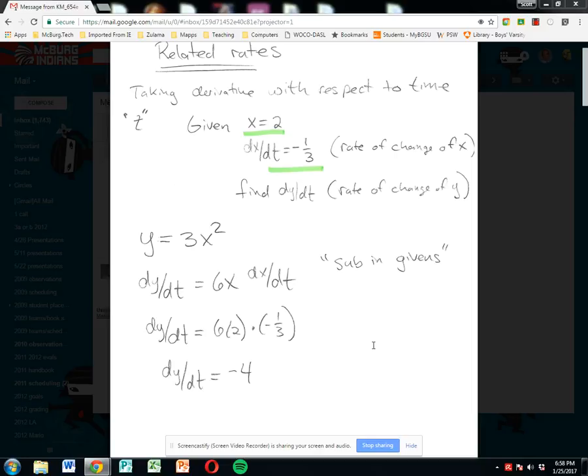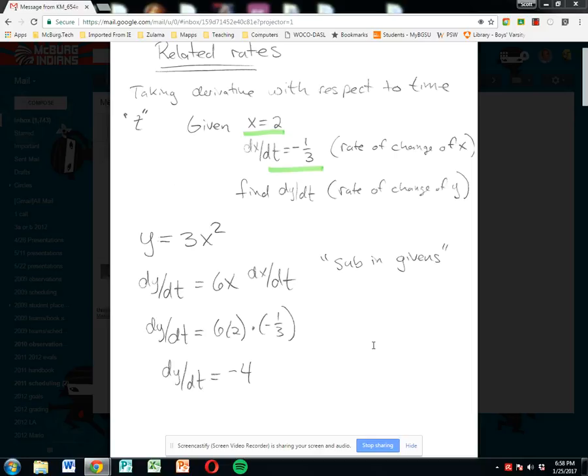So let's talk about what related rates are. The basic concept is you're talking about derivatives as rates of change. We've talked about slopes, we've talked about tangent slopes. We now have to talk about instantaneous rate of change. So if we're taking a derivative of any function with respect to t, being time, is t. So given, here are some givens that they list.